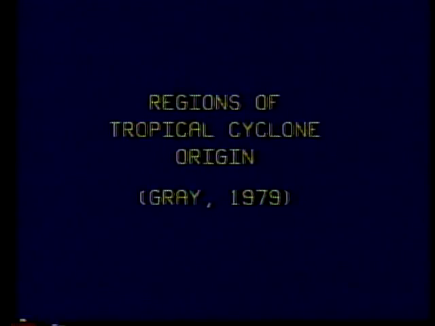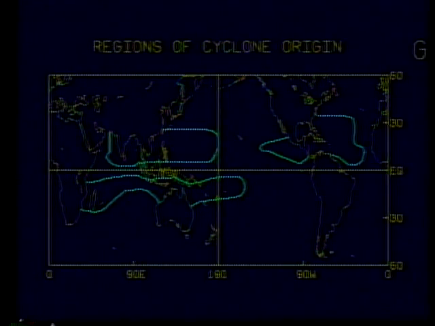Regions of tropical cyclone origin are quite distinct due to a number of conditions necessary for their development. In general, oceanic regions located at least several degrees of latitude away from the equator, with sea surface temperatures greater than 26.5 degrees Celsius, are areas of potential tropical cyclone genesis. Nearly one-third of all tropical cyclones originate in the western Pacific Ocean, with about twice as many in the northern hemisphere as in the southern hemisphere.